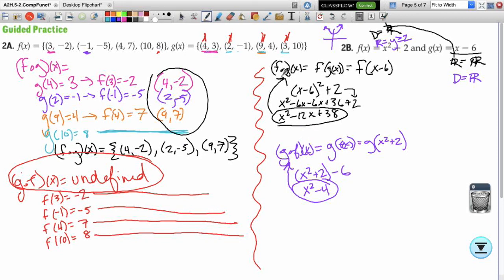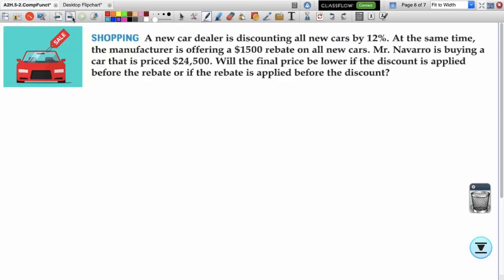Alrighty then. Let's keep going, okay? So the last example we're going to look at is how we can use function notation to help us as we are trying to solve real world problems. So take a second, read this over.